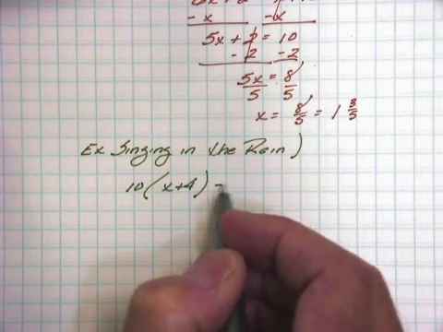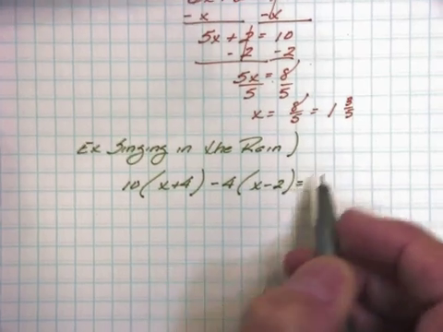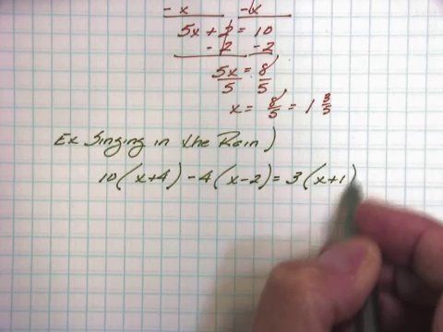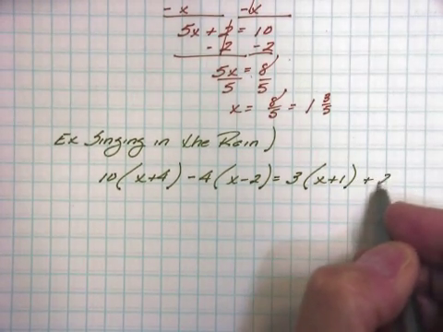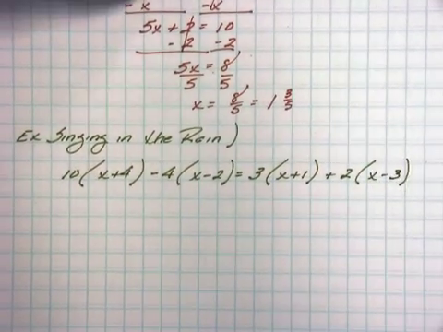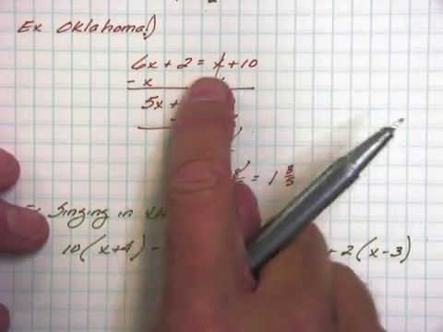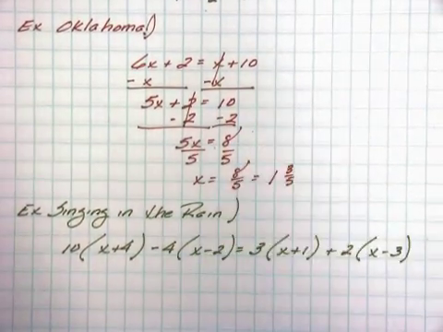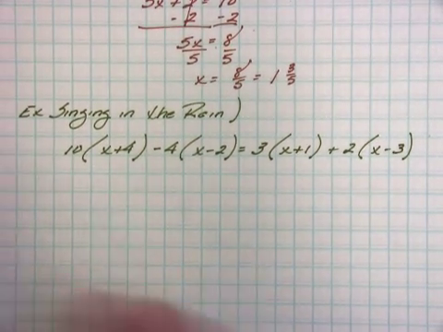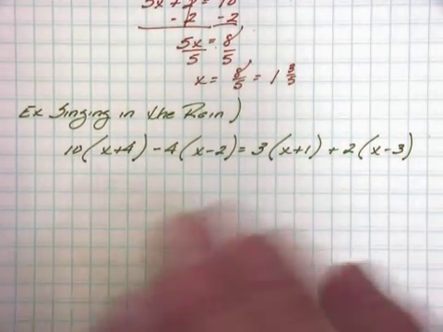We've got 10 times (x plus 4) minus 4 times (x minus 2) equals 3 times (x plus 1) plus 2 times (x minus 3). Okay, now look, the complexity of the problems just jumped. We went from pretty standard variable on both sides to this beast of a problem. But you've got this. You can handle this.